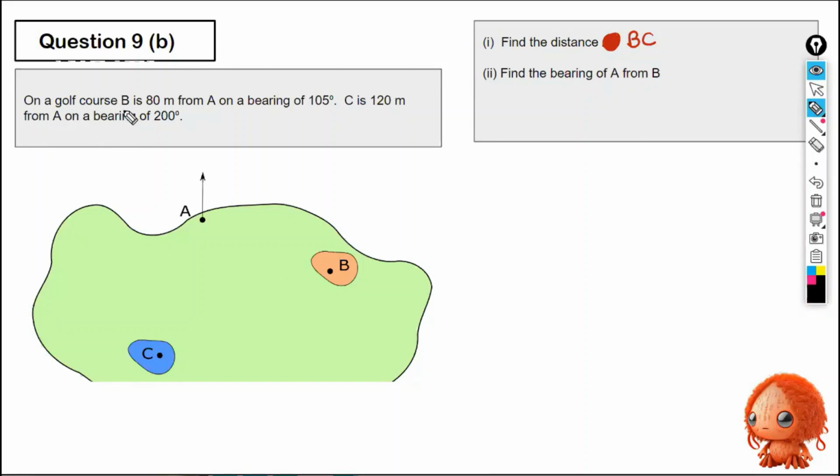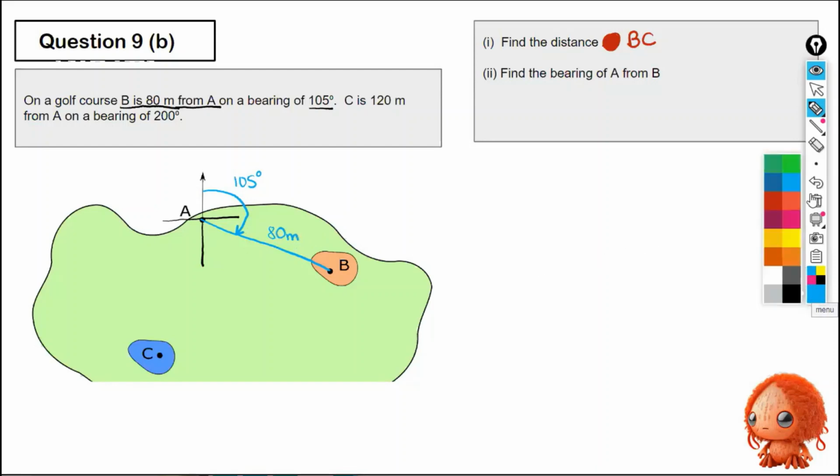On a golf course, B is 80 meters from A. So that means you're standing at A, and you pull out your compass, and it's on a bearing of 105. So to walk from A to B, the bearing, which is always measured from north, is 105 degrees and the distance is 80 meters.